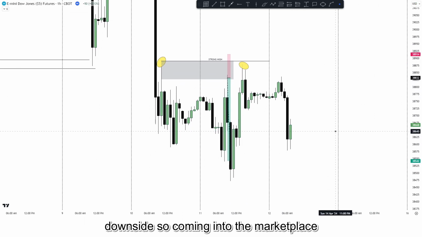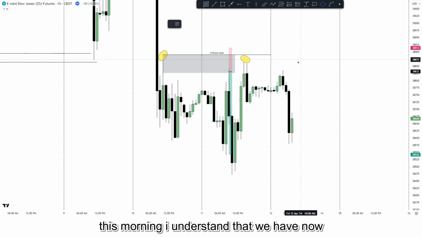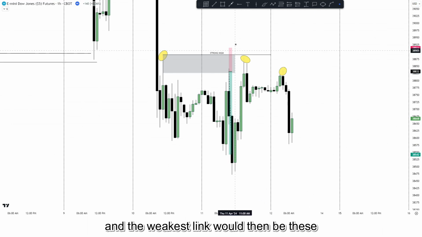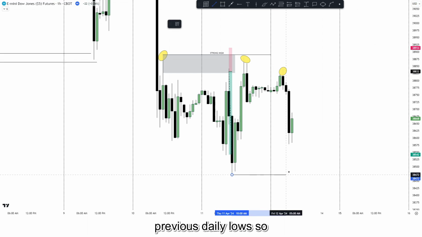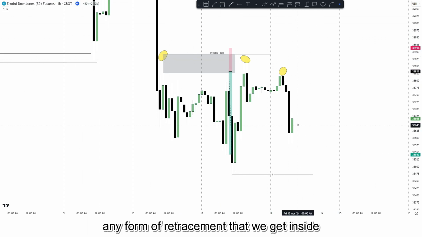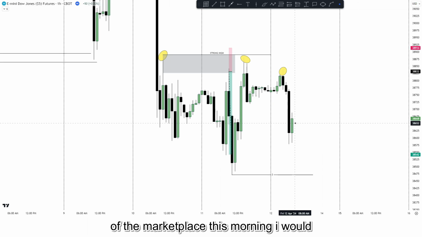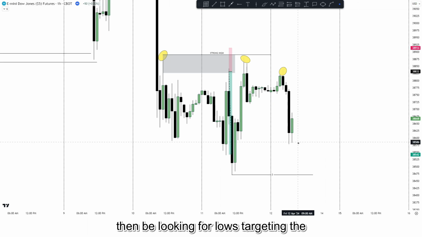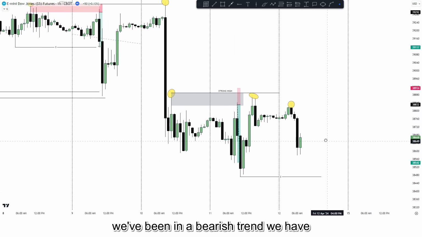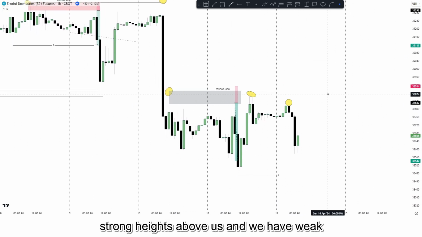So coming into the marketplace this morning, I understand that we have now created a high and the weakest link would then be these previous daily lows. So any form of retracement that we get inside of the marketplace this morning, I would then be looking for lows targeting the sell side liquidity because I understand we've been in a bearish trend. We have strong highs above us and we have weak lows below us. I'm going to then capitalize on taking out those weak lows.